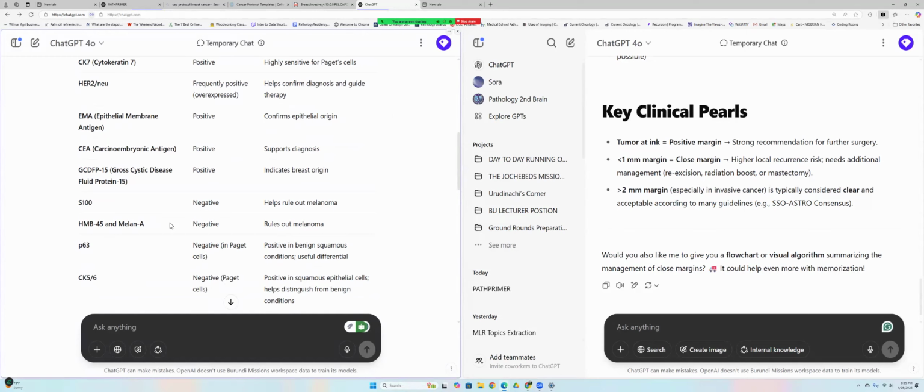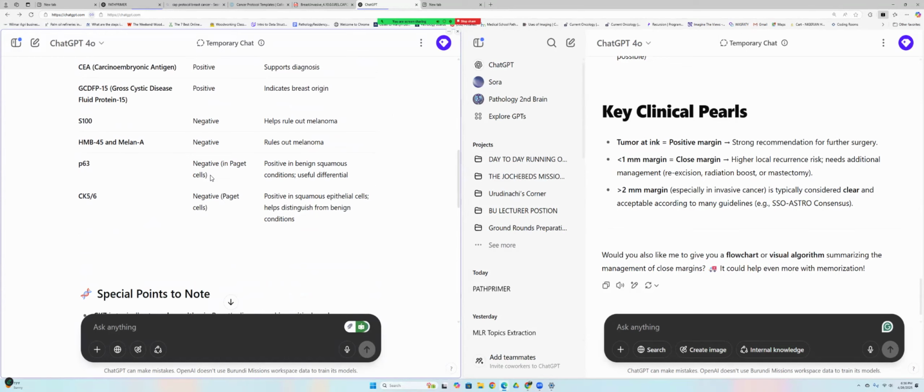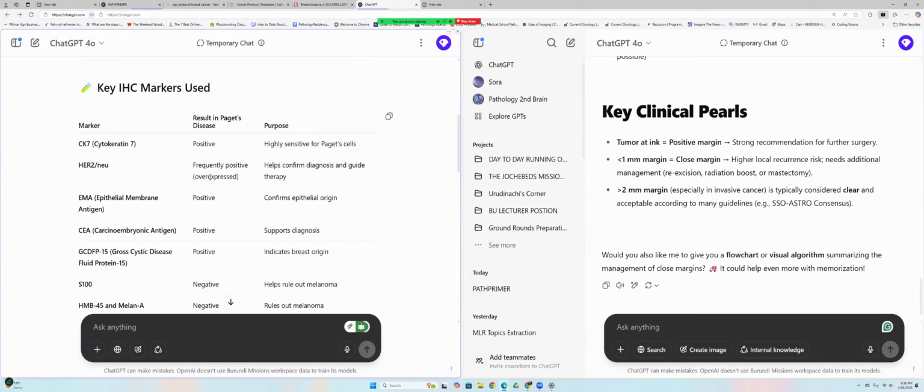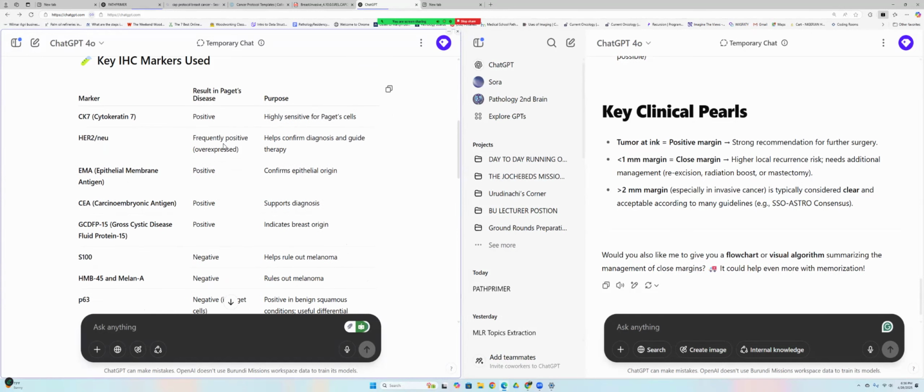Melanocytic markers such as S100, HMB-45, and Melan-A are negative. P63 is negative. CK7 and HER2/neu are frequently positive.